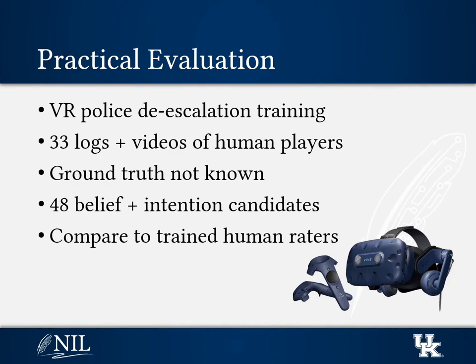In this case, the ground truth is not known, meaning that we don't know what our players actually believed and intended. We compiled 48 reasonable sets of beliefs and intentions that different kinds of players might have, and then we trained human raters to watch the videos of those play sessions and label what they believed the players' beliefs and intentions to be. Then we compared the output of our algorithm to the output of those human raters.